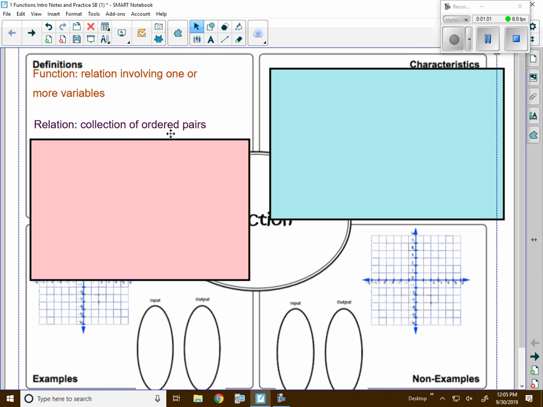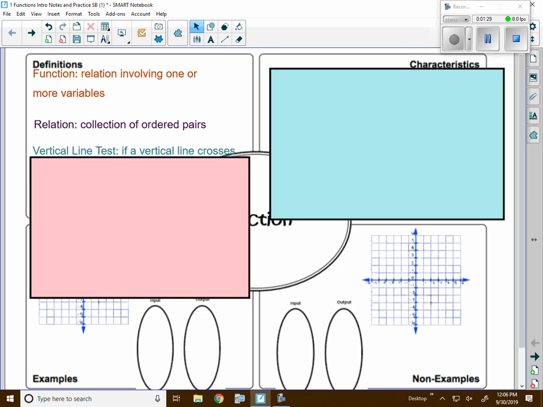So if I asked you the question, is a table a relation, or does a table represent a relation, would you say yes or no? Yes, right? Because a table of values, x and y values, is basically just coordinate points, but we put them in a table form. So when you see a table, you can think of a relation. Now a table represents a graph, so a graph is a relation.